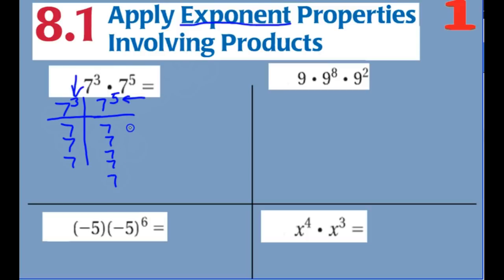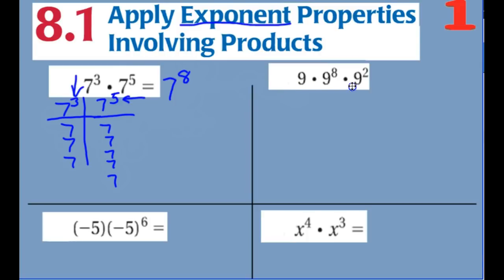Now all we need to do to solve this is count up how many 7s we have. So we have 1, 2, 3, 4, 5, 6, 7, 8. So we have 7 to the power of 8. Now all we're doing is simplifying these. You could solve this if you wanted to by putting it in your calculator, but we're just going to leave it like this for now.